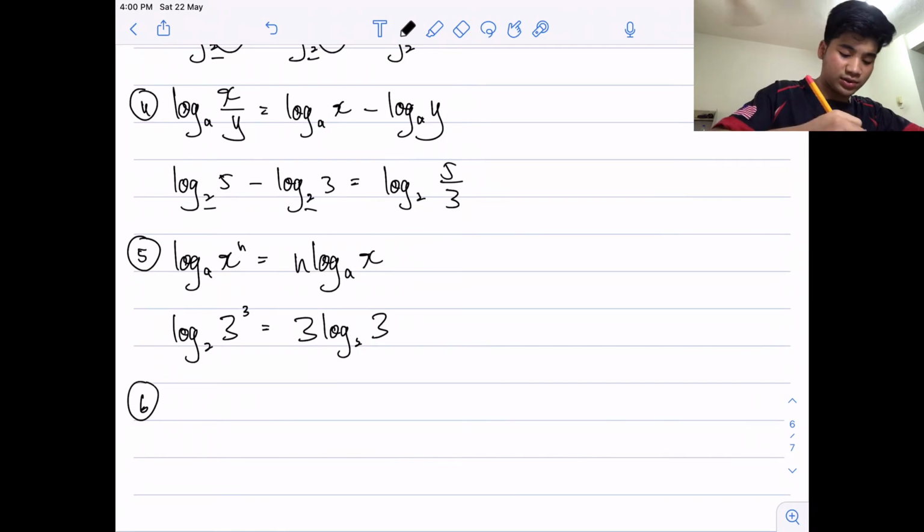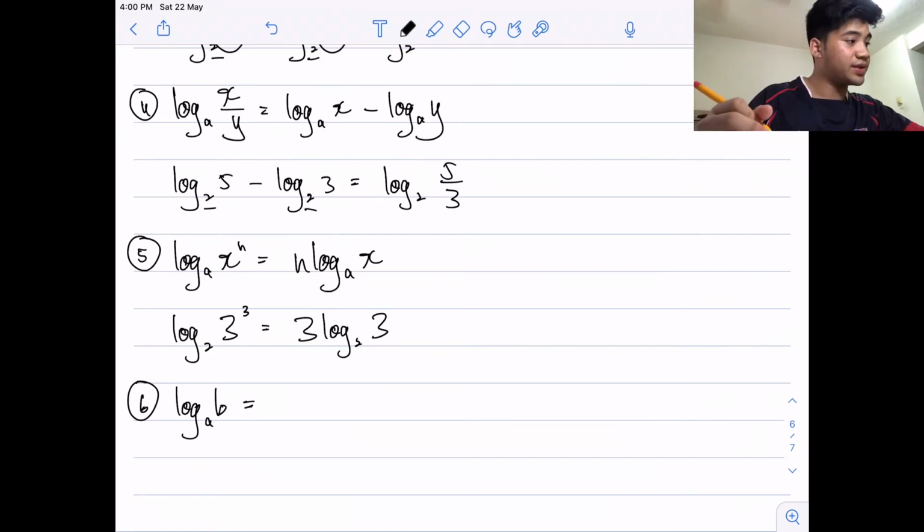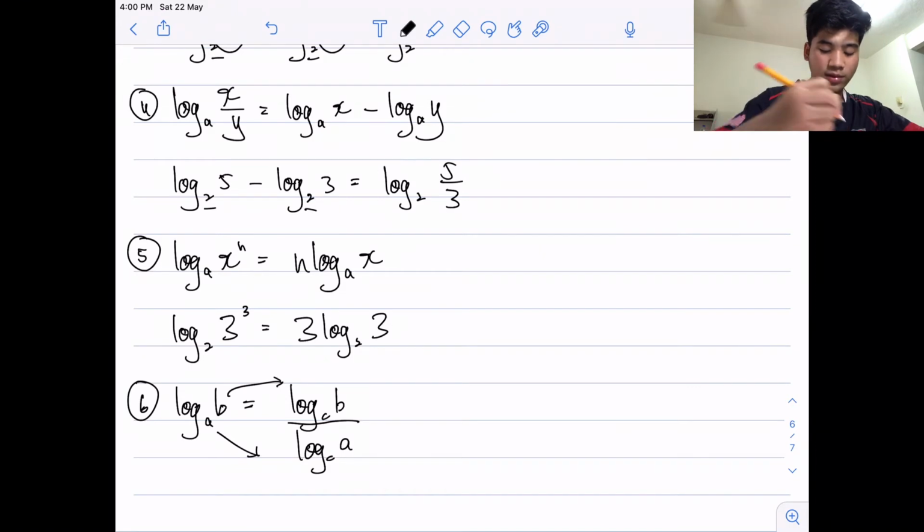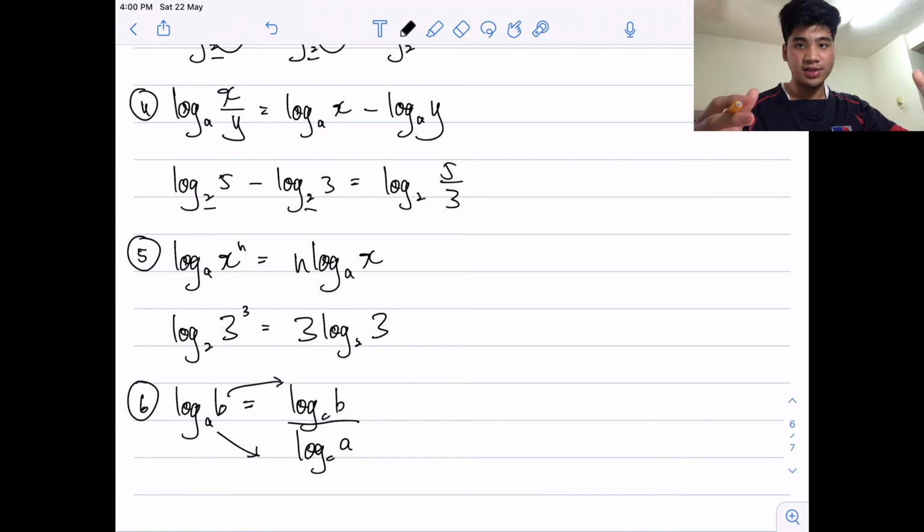Let's look into the sixth law. This is quite an important one, but it's also quite difficult to remember. Log base a b. Basically this is when you want to change the base of your logs. So you have to rewrite it as log c b over log c a. Basically the base will stay at the bottom, whereas the number that is to be logged, which is on the top already, stays at the top. That's how you get log c b and log c a. C is basically the new base that you wanted.